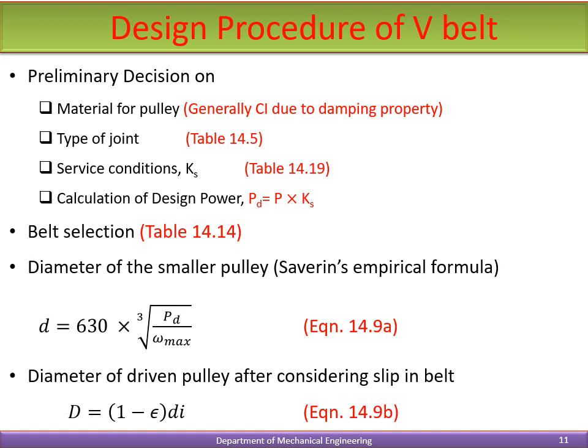And we will find the belt selection using table 14.14, where we can find the classification of V belts, nominal top width, nominal thickness, maximum recommended velocity in page number 314. And then you can find the diameter of the smaller pulley by Savarin's formula. You can find the diameter of the driven pulley using the equation with 1 minus epsilon into d1 that we discussed in the previous slide.